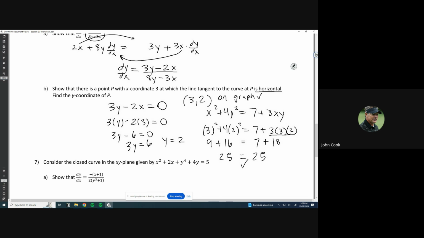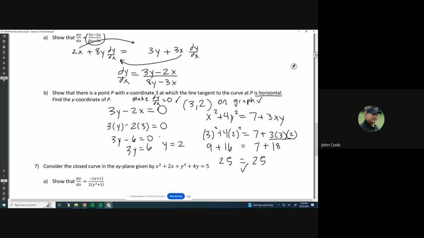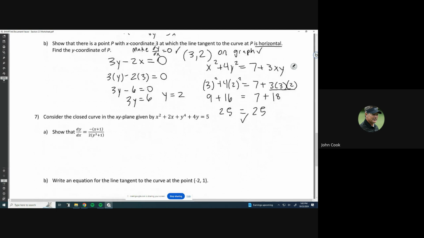And then the other part is that this coordinate also makes the dy dx equal to 0. So both of those things are true. Therefore, it's going to be a horizontal tangent. Okay, so that's number 6, part A and part B.